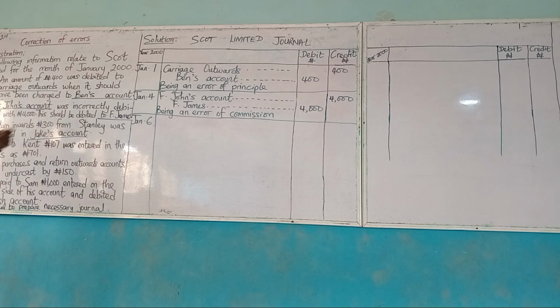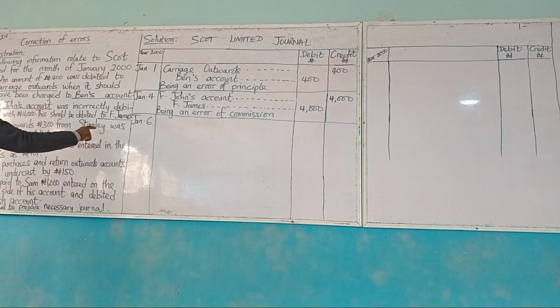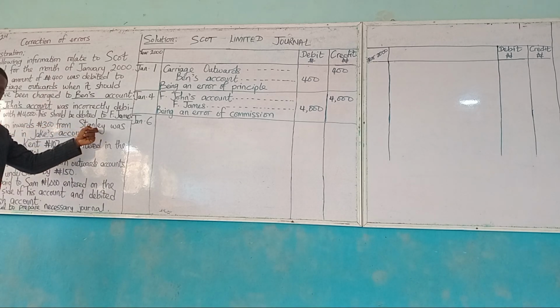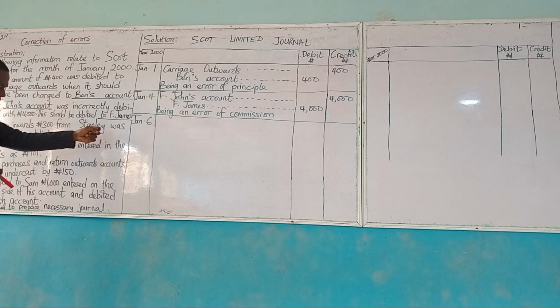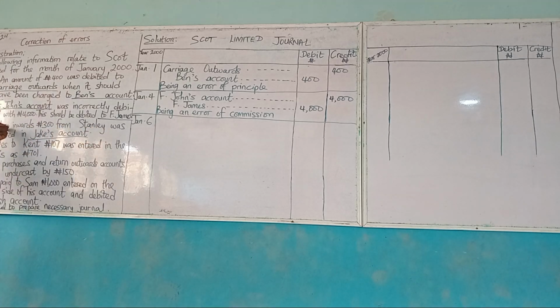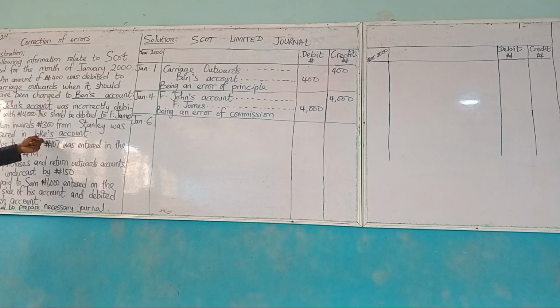Stanley gave out 300 naira. So Stanley is supposed to be credited, but it was entered in Jake's account. Automatically, if Stanley is supposed to be credited, returning was will have been debited. But the credit entry was mistakenly recorded here, not in Stanley.